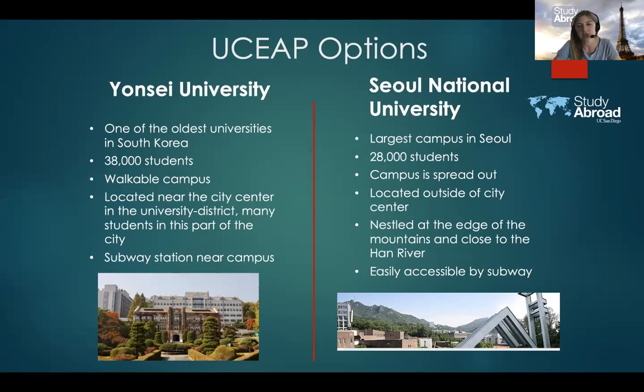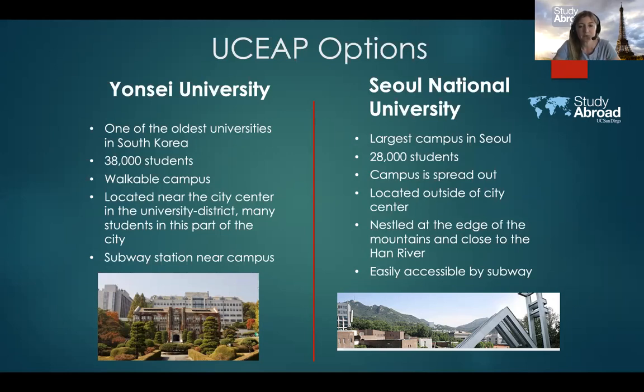And so this university, it's the largest campus in Seoul, roughly 28,000 students. The campus is a bit more spread out, and it's located outside of the city center. So whereas Yonsei feels more like a contained campus, the way UCSD does, Seoul National University feels a little bit more like an NYU sort of feel, where the buildings are a little bit more spread out. So it's not quite the contained campus feel. And that's not to say that one is better than the other, just to give you an idea of the student experience and what the campus feels like.